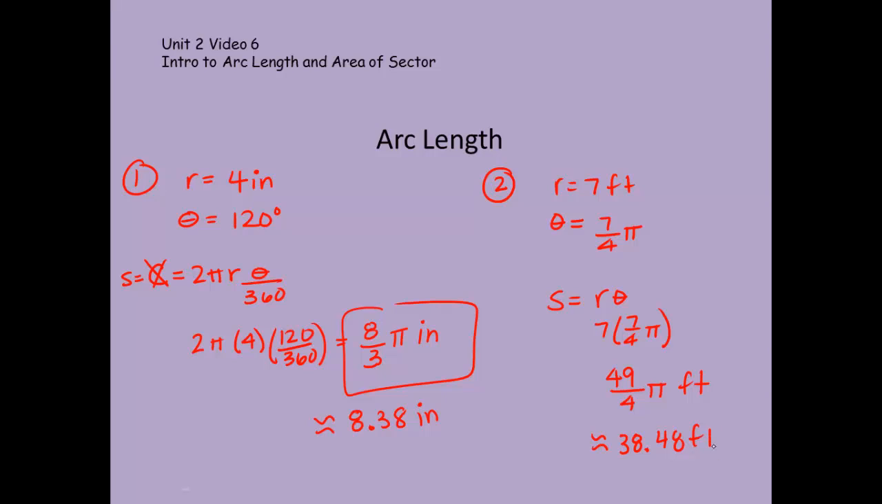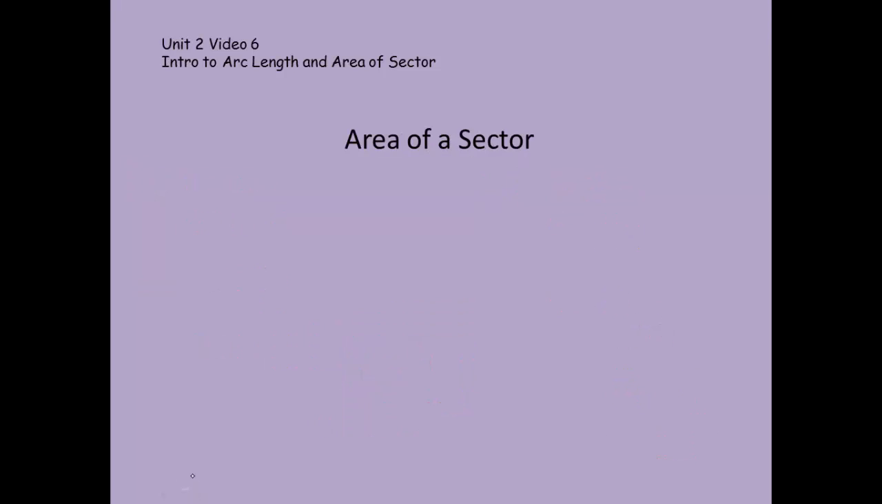Let's try area of a sector. For the area of a sector, again, I'll give you one measured in radians and one measured in degrees. We'll start with the one measured in degrees. If the radius of our circle is 11 meters and our theta, our central angle, is 240 degrees, I want to find the area of the region formed by that central angle.